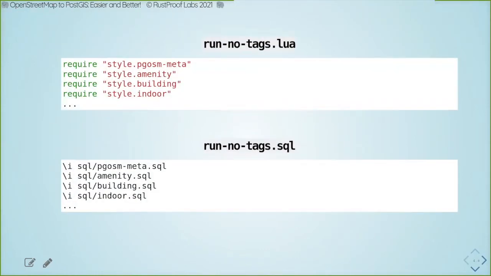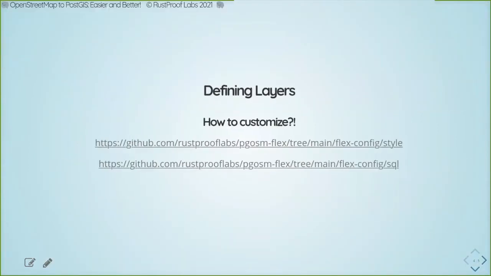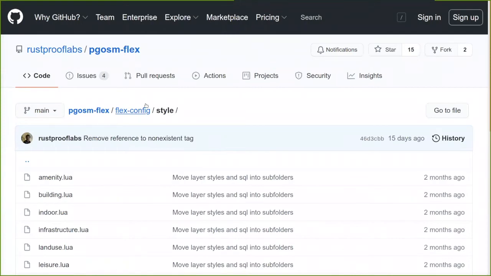So these layer sets are pretty simple. They just require other files. The Lua scripts are the styles that work with osm2pgsql-flex. And then the SQL scripts are post-processing scripts to create constraints, indexes, comments, all that good stuff. So how do we customize this? What's the magic that makes all this work? And this is really tying in with the osm2pgsql-flex project. All I'm doing is wrapping around that with these Lua scripts and post-processing SQL.